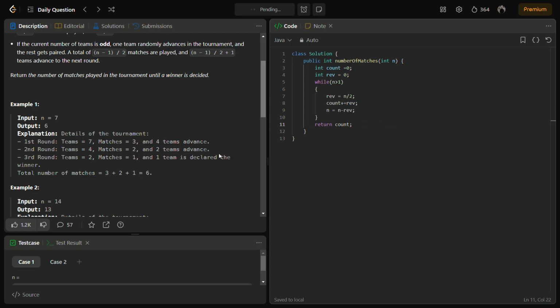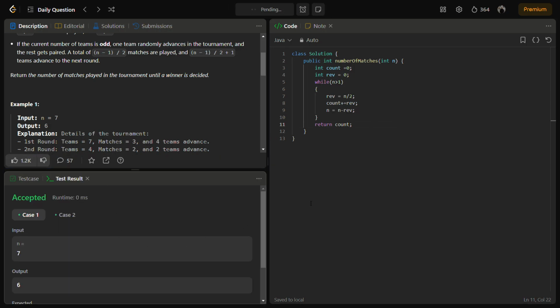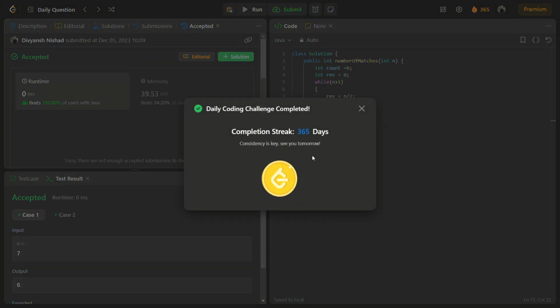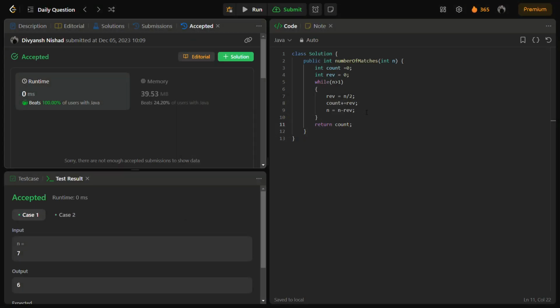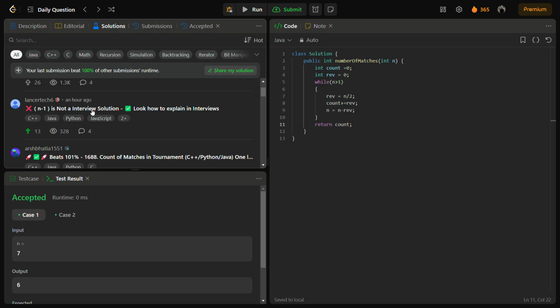Let's run it for the sample test cases. The sample test cases are passed. Let's run for the hidden test cases. The hidden test cases are also passed with a good time complexity and a fair memory complexity. Let's talk about the time complexity. The time complexity for this solution is O of log n, and the space complexity is O of 1.